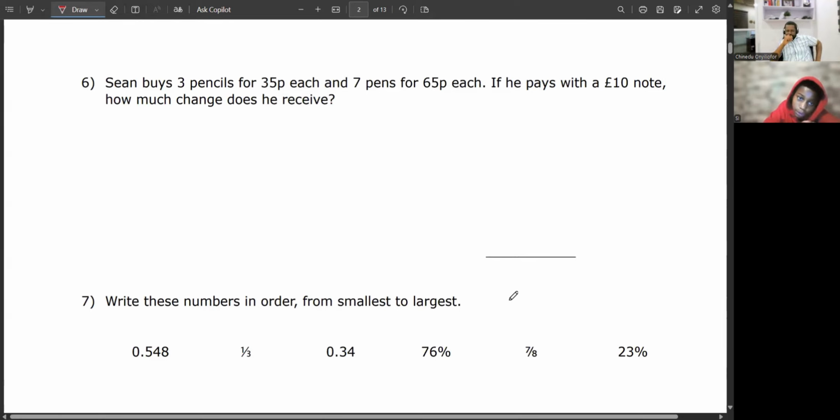Soon buys 3 pencils for 35p and a Java for 65p. Pays with a £10 note. How much change does he receive? This is easy. Very easy, right? Yes.